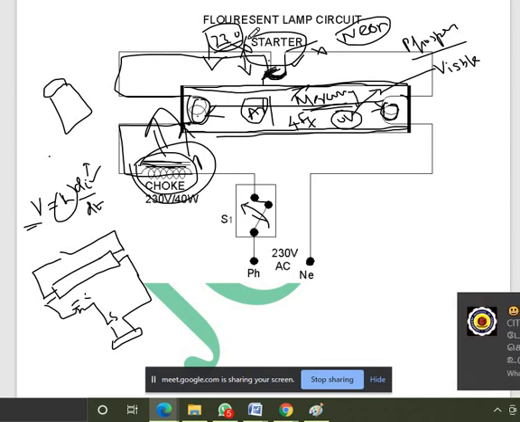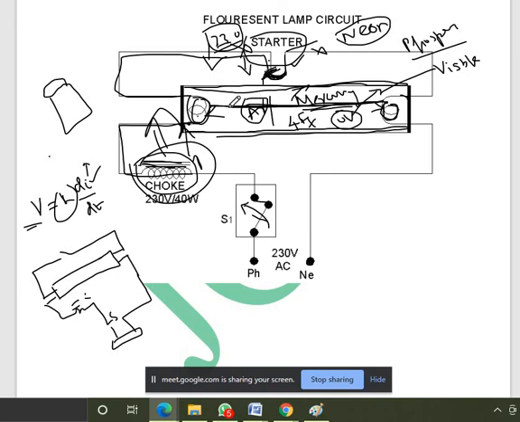When you start the light, it is like an open circuit, because the circuit will be closed through the two electrodes via the argon gas. Without the starter, for two or three seconds, you can connect two wires and remove them. You can short circuit it initially.